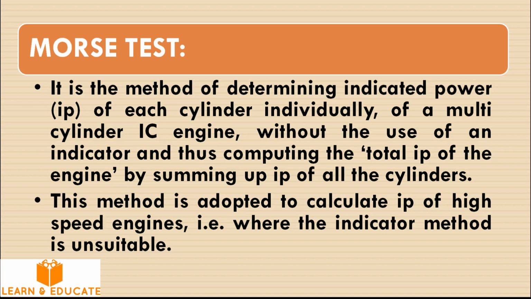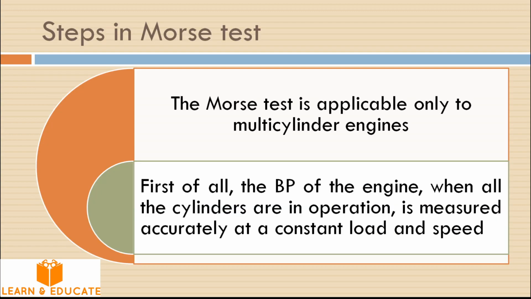Now the second method to determine the frictional horsepower is called the Morse test. It is a method applicable to multi-cylinder engines in which the indicated power of each cylinder is determined individually, without the use of an indicator. Adding the individual indicated powers gives the total indicated power of the engine. This method is adopted to calculate the indicated power of high speed engines, where the indicator diagram is impossible to execute.